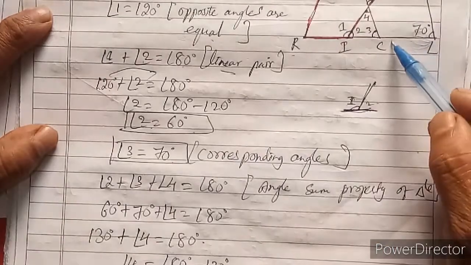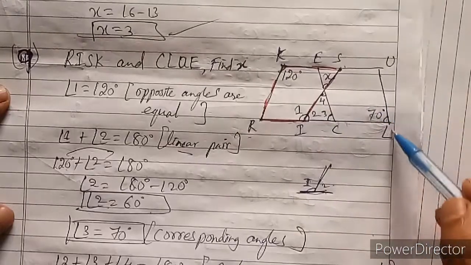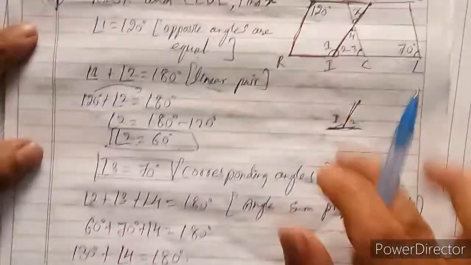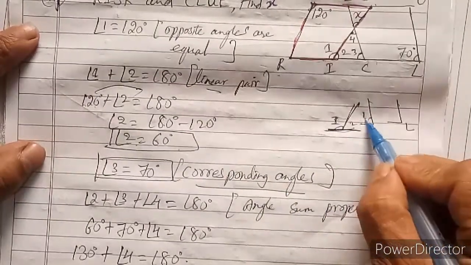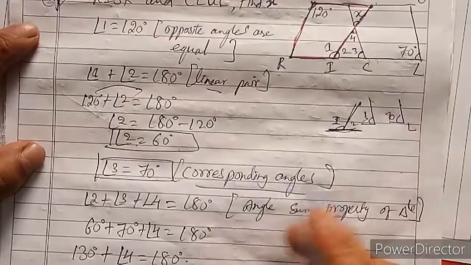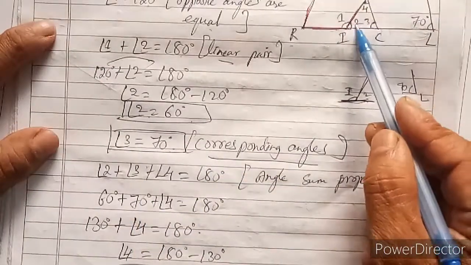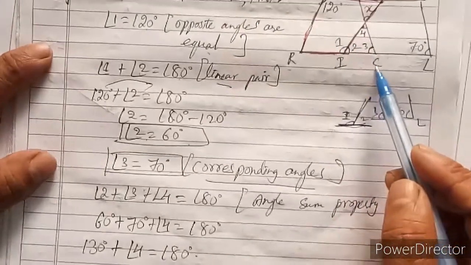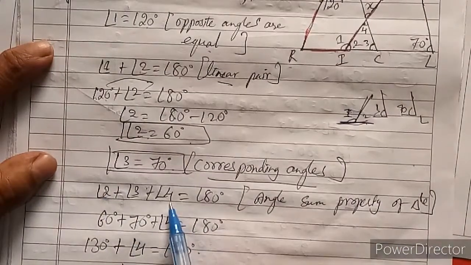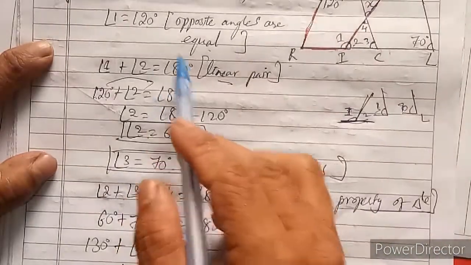See here in the figure, this angle is equal to this angle, that is angle 3, because they are corresponding angles. We know that angle 3 and this angle are corresponding angles, so angle 3 is also 70 degrees, right? Now angle 2 plus angle 3 plus angle 4, this is a triangle, right? Angle 2 plus angle 3 plus angle 4 is equal to 180 degrees, the angle sum property of a triangle. Angle 2 is 60 degrees. See here, where is angle 2?